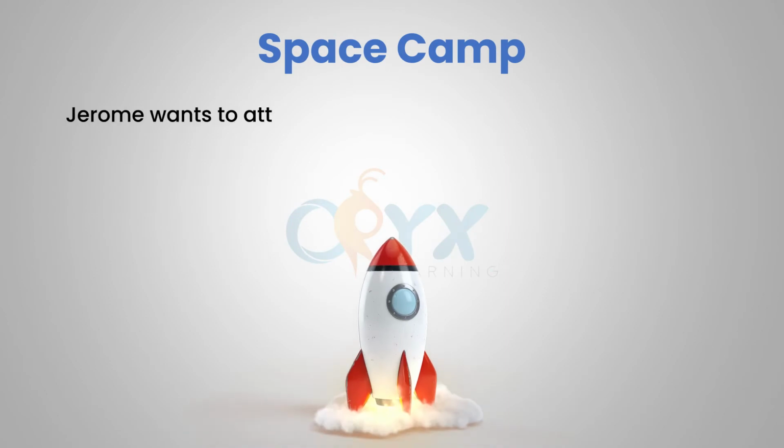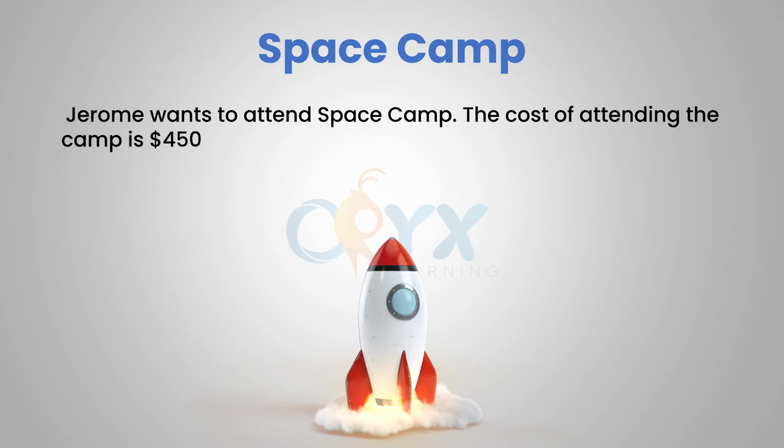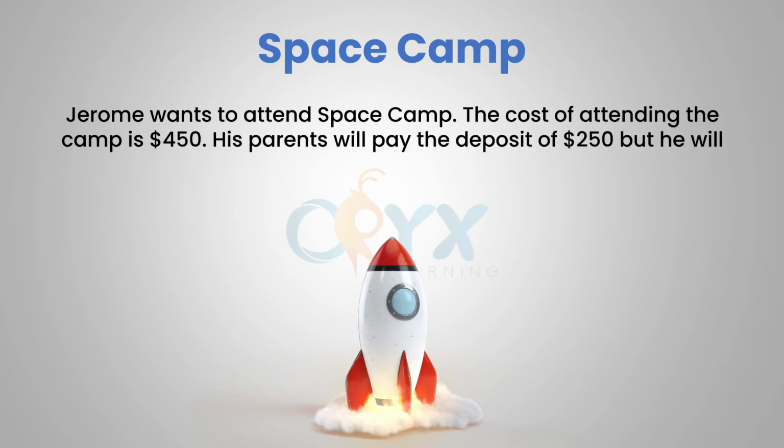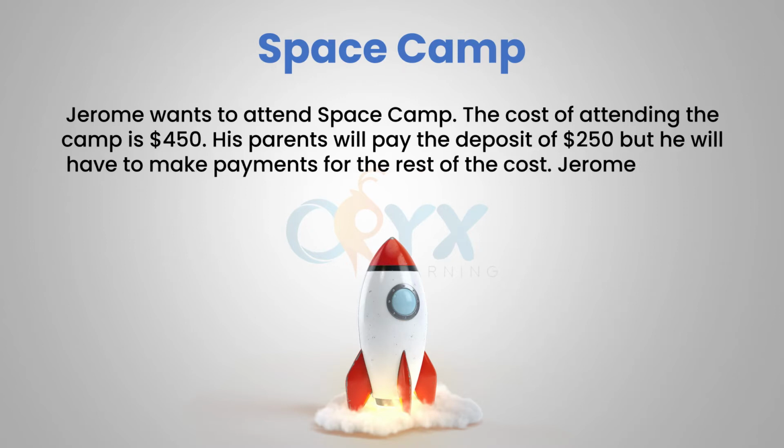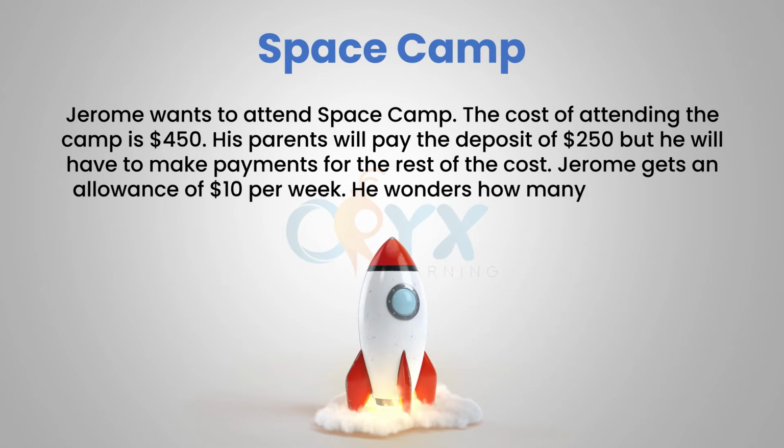Jerome wants to attend space camp. The cost of attending the camp is $450. His parents will pay the deposit of $250, but he will have to make payments for the rest of the cost. Jerome gets an allowance of $10 per week. He wonders how many weeks it will take to pay off his debt.